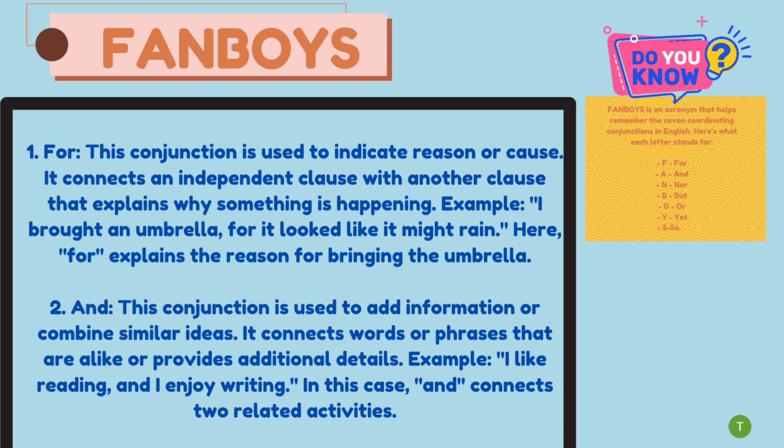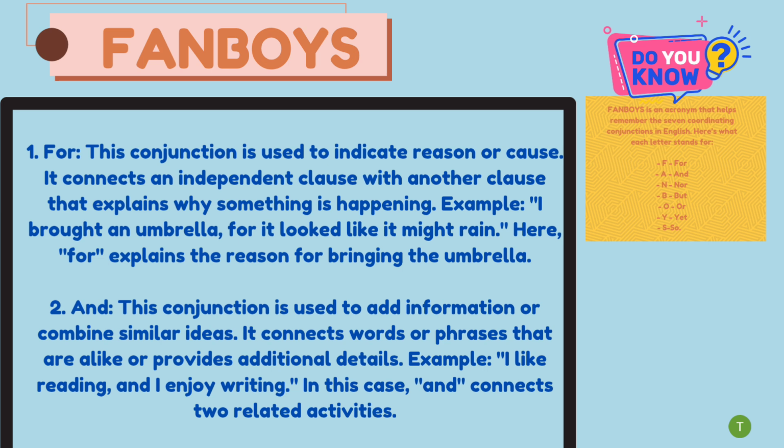This conjunction is used to indicate reason or cause. It connects an independent clause with another clause that explains why something is happening. Example: I brought an umbrella, for it looked like it might rain. Here, for explains the reason for bringing the umbrella.